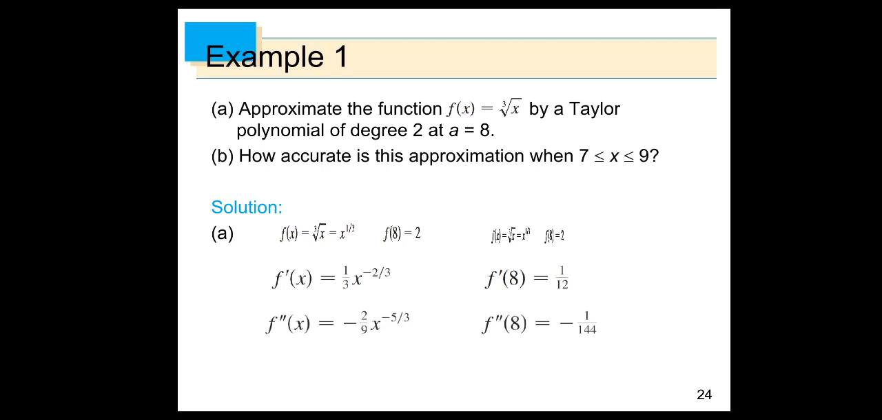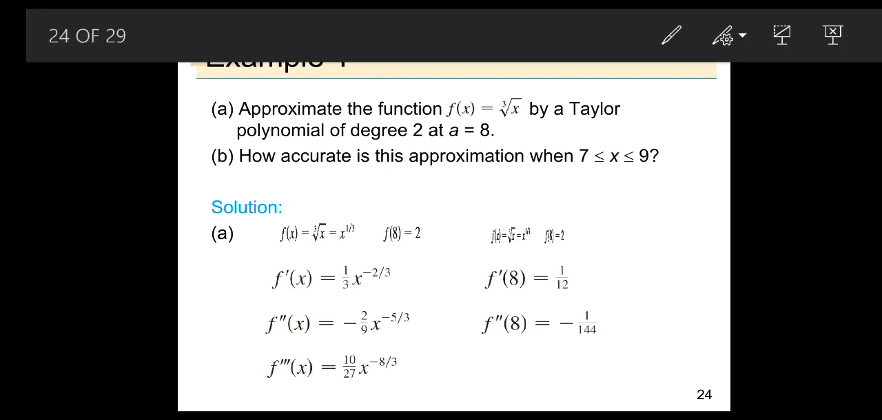Then we find the second derivative, which for x is -(2/9)x^(-5/3), whereas the second derivative at 8 is -1/144. Then we find the third derivative, which for x is (10/27)x^(-8/3).